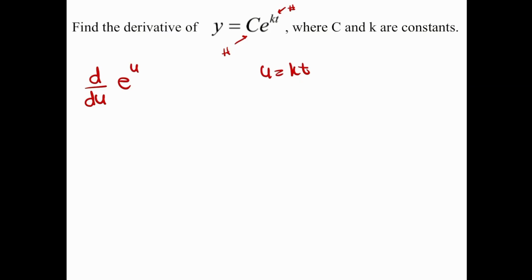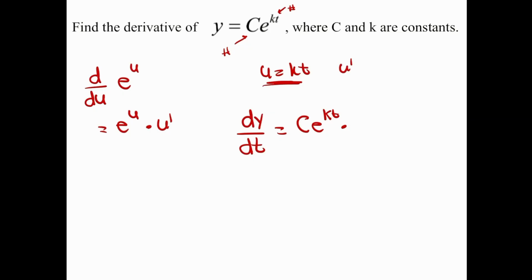If I want to know the derivative of that, remember the derivative of e to the power of anything is just equal to e raised to the power times the derivative of the power that it is raised to. So we have a constant times e raised to a power. If we want to take the derivative of that, our dy over dt, because that's the variable we're looking for, is simply going to be c e raised to the power of kt times the derivative of what we've set as our u, which is the power.